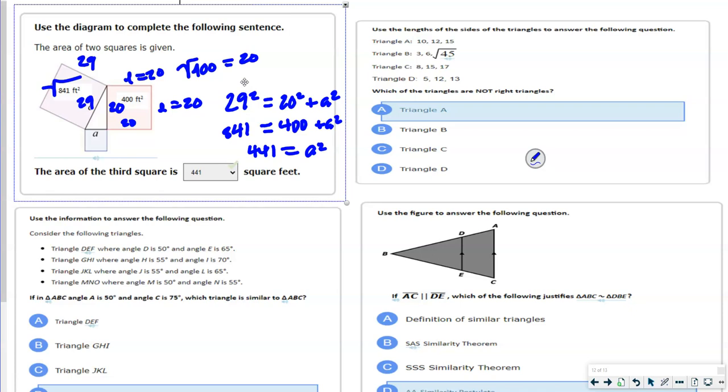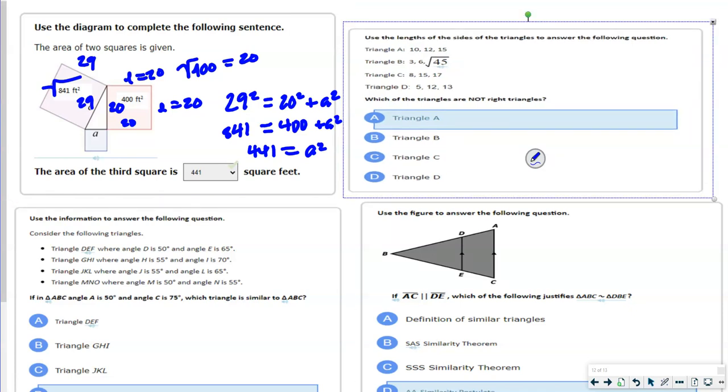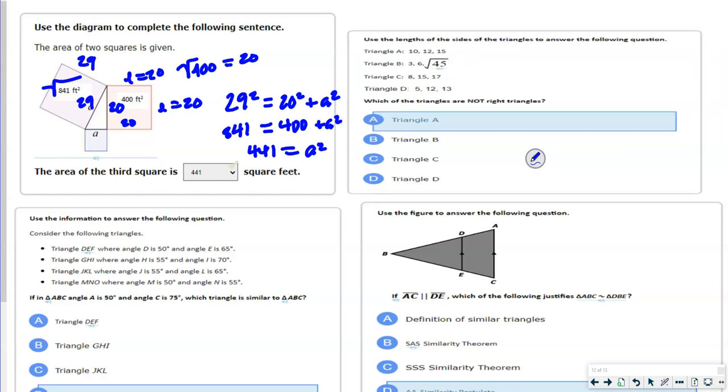Use the lengths of the sides of the triangles to answer the following questions. It says, which of the triangles are not right triangles? So if we square 10 squared plus 12 squared, does that equal? Remember, this is always going to be our C. Our biggest one is going to be our C. So let's do it this way.